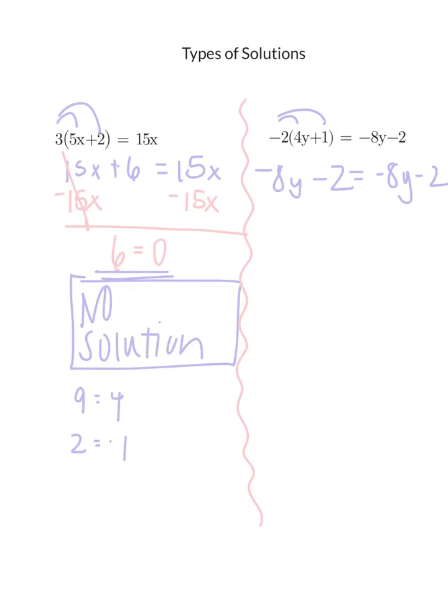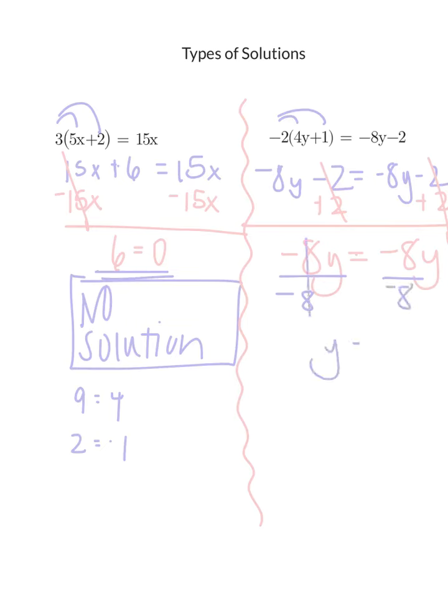All right, well, let's not worry about that just yet. Let's keep going. Let's get rid of our constants first. Let's add 2 to cancel and add 2 to cancel. All right, negative 8y equals negative 8y. Again, they're the same on both sides. All right, let's just keep going. Divide by negative 8, divide by negative 8. Now I'm left with y equals y.